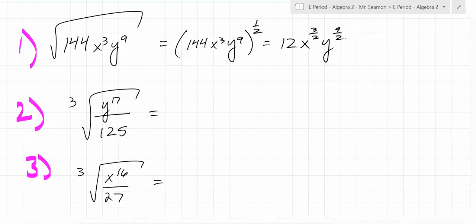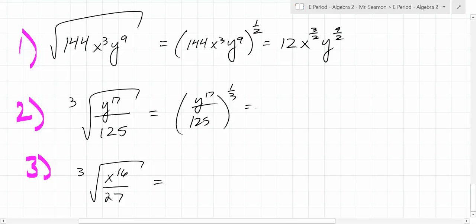What does cube root mean on the second one? What power is that, Mark? Exactly. The power is y to the 17th over 125 to the 1/3, right? Is 17 evenly divisible by 3? No. So the only thing you can do is write it as y to the 17 over 3 over the cube root of 125, which you should know is 5. Leave it like that. That's done. You could also write it, if you wanted to, as parentheses 1/5 times y to the 17 over 3.